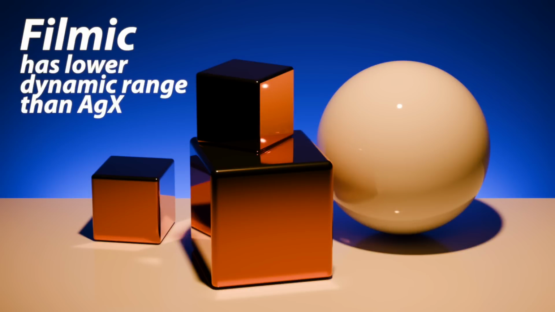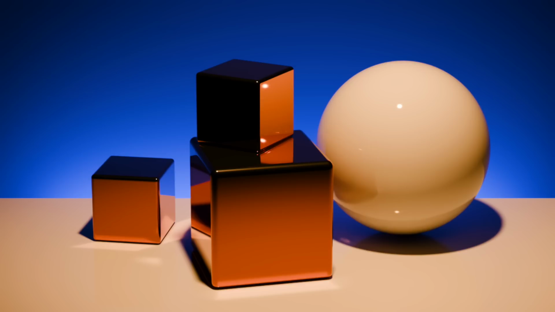Number two, Filmic has a lower dynamic range than AGX does. Where Filmic was designed to replicate the range of a film camera, which is about 16 stops, AGX has a stop range of 25, which is closer to that of the human visual range.